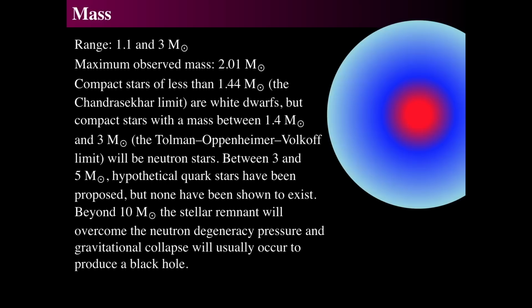All right. So let's talk about the ranges of masses for neutron stars. They range in mass roughly between 1.1 and 3 solar masses. This is not incredibly well known, but that's the observed maximum mass. The theoretical mass is between 1 and 3. But the maximum observed mass is about just a little bit over 2 solar masses. And remember that any compact star smaller than 1.44 solar masses, which is the Chandrasekhar limit, the Chandrasekhar limit is the limit of electron degeneracy as the electrons get closer and closer and closer to the speed of light.